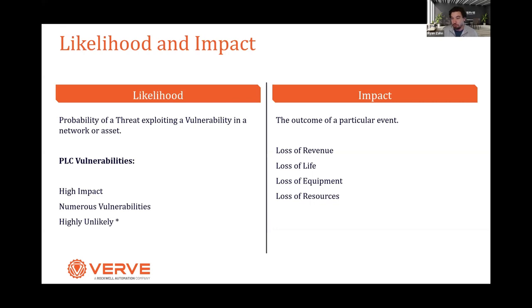Now, obviously, your results may vary depending on your environment. We've been in several large flat network factories and things like that where everything is high impact and high likelihood. But one of the best things you can do is really work at segmentation and trying to limit the likelihood of an event occurring. The other is impact.